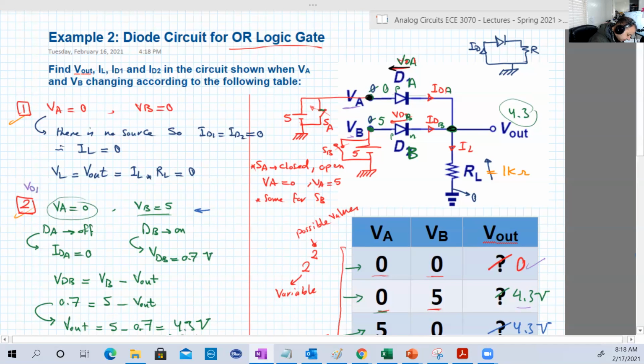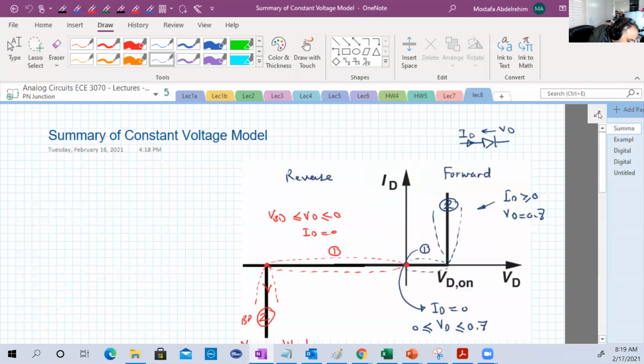So VDA, the voltage drop of diode A, is equal to VA minus V out. VA is 0 and V out in that case is 0 as well, so it's equal to 0. If you do the same for diode B, you will find that VDB in a similar way is equal to 0 as well. It's not positive, so it's not forward, but it's not negative either, so it's not reverse.